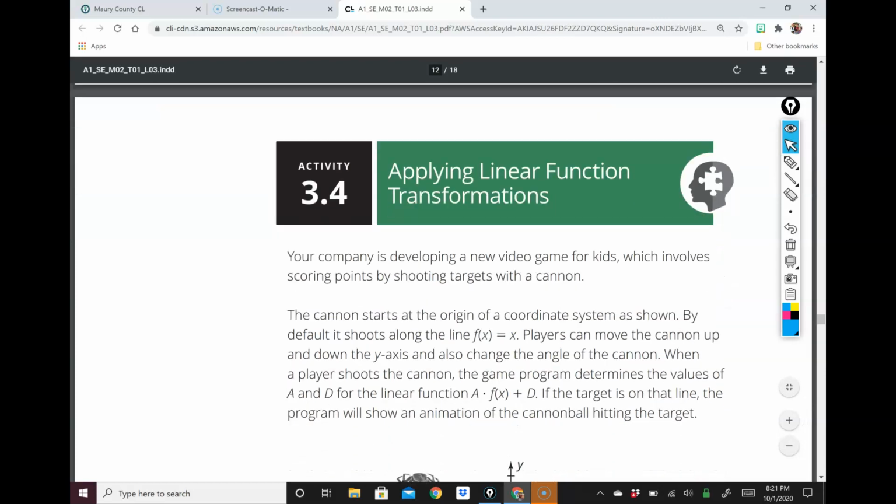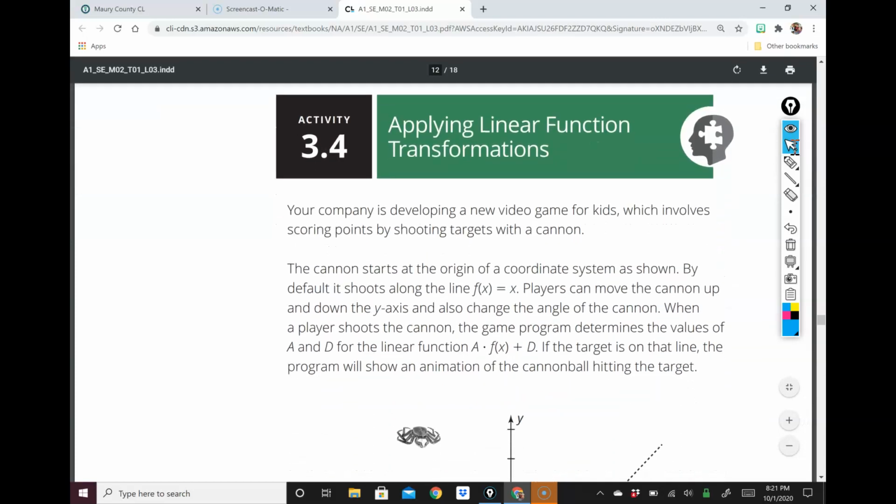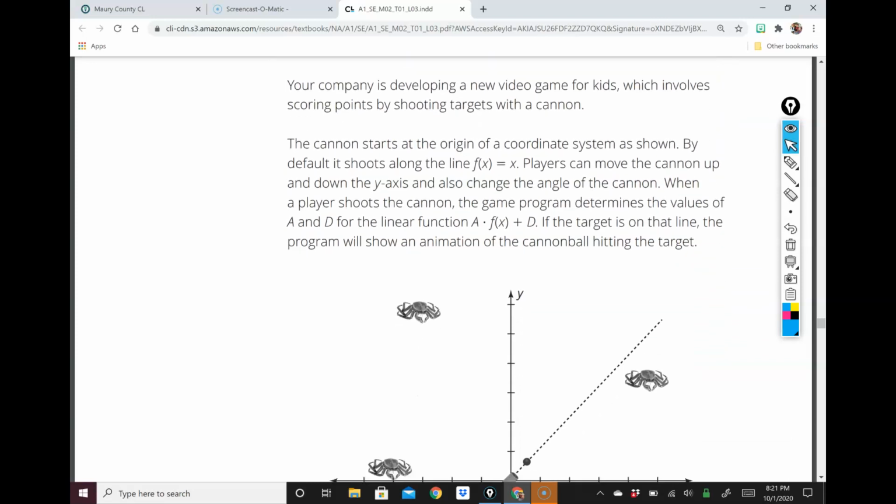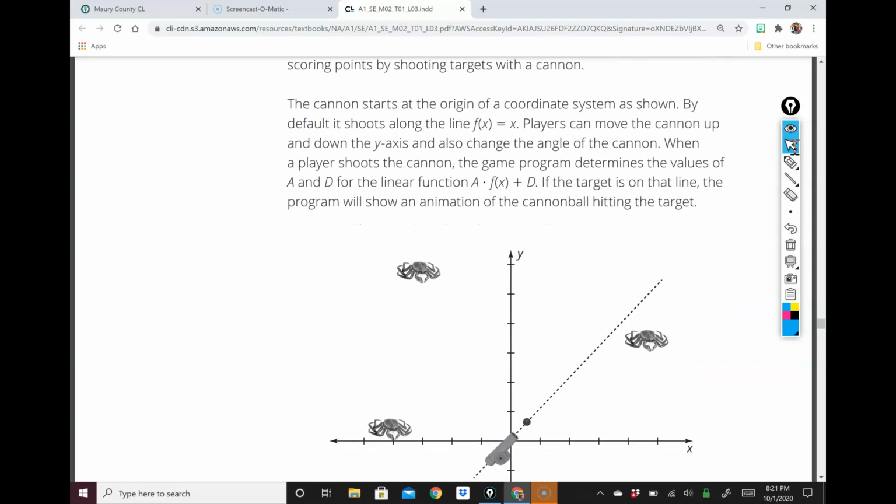Activity 3.4. Applying linear function transformations. Your company is developing a new video game for kids, which involves scoring points by shooting targets with a cannon. The cannon starts at the origin of the coordinate system as shown. By default, it shoots along f of x equals x. Players can move the cannon up and down the y-axis and also change the angle of the cannon.